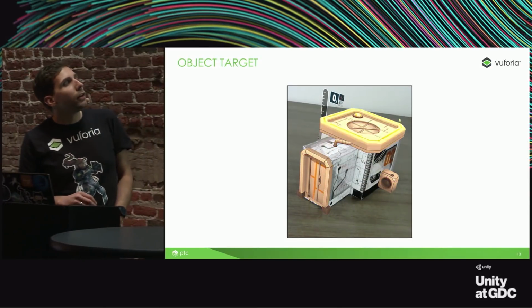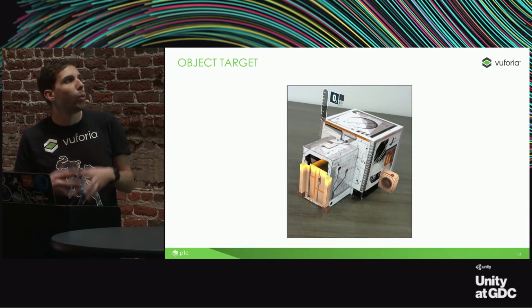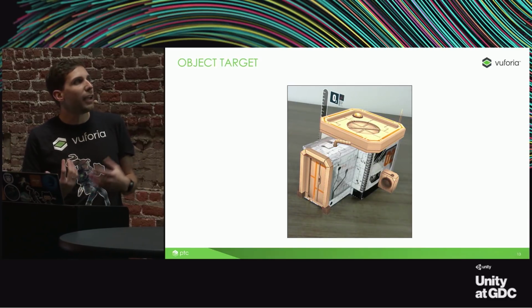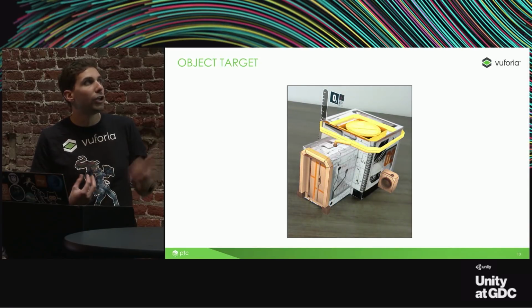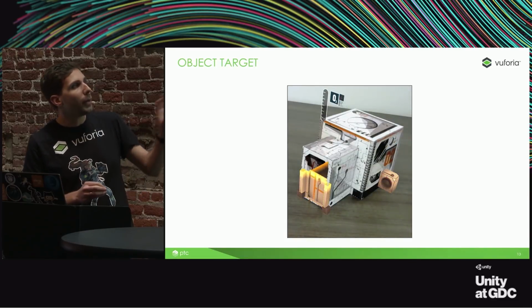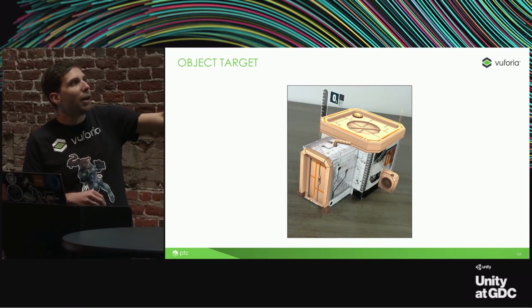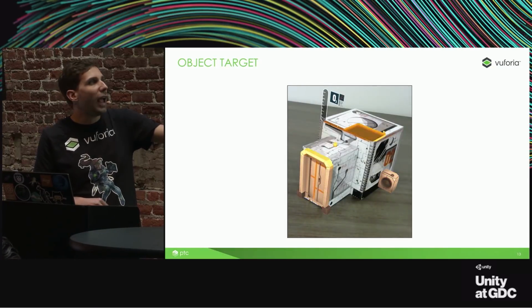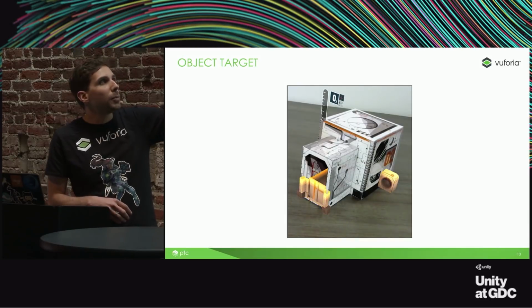So this one here, you can see it's not just a cube, it's a weirdly shaped object. We scanned this one in using the scan tool, and we were able to generate an object target from it. And then you can see here that we're placing augmentations in different places. So you can still see the physical object, but we're adding additional information. So in this case, we have some game state, some gameplay information, right?